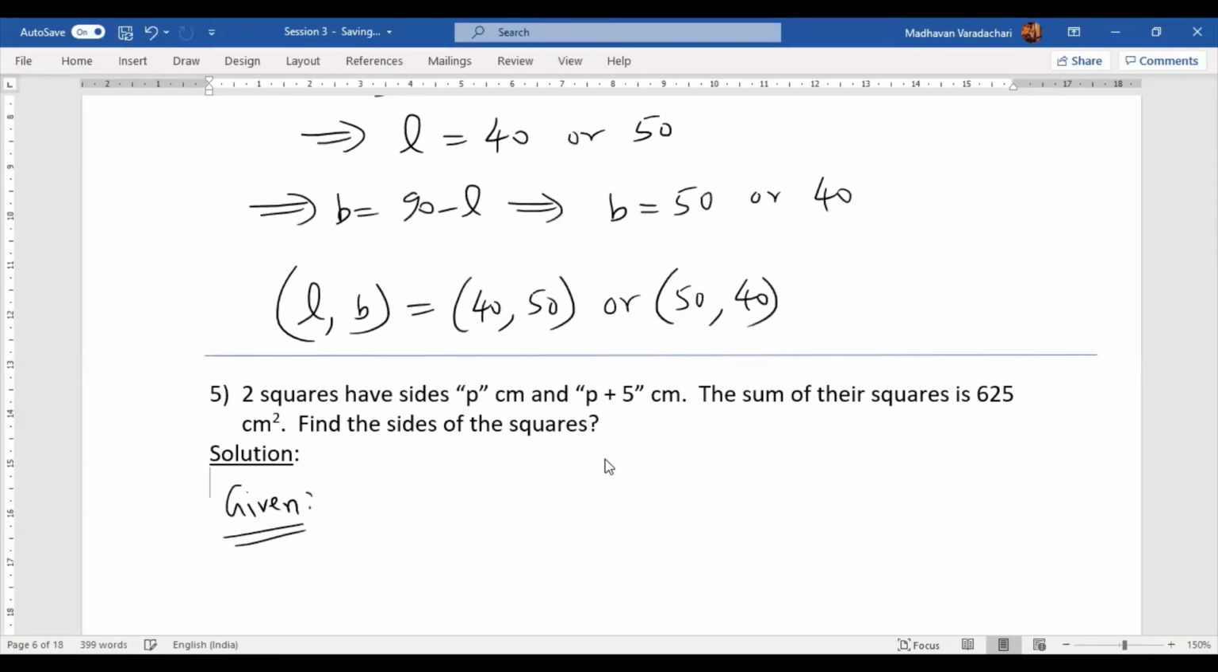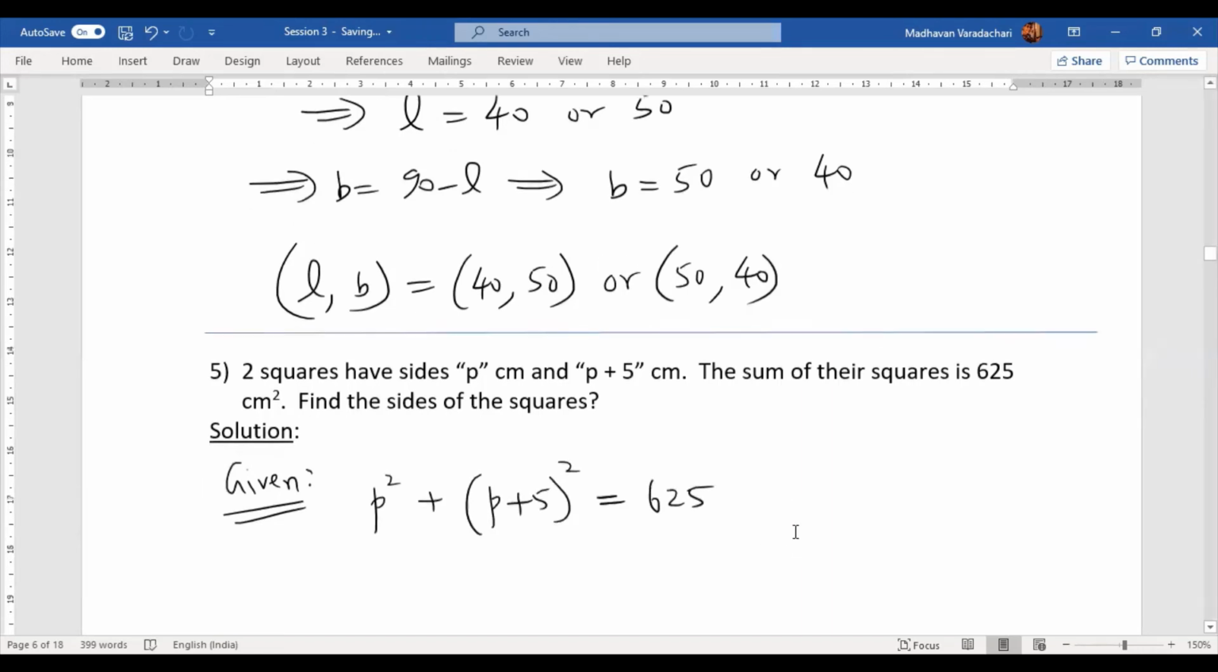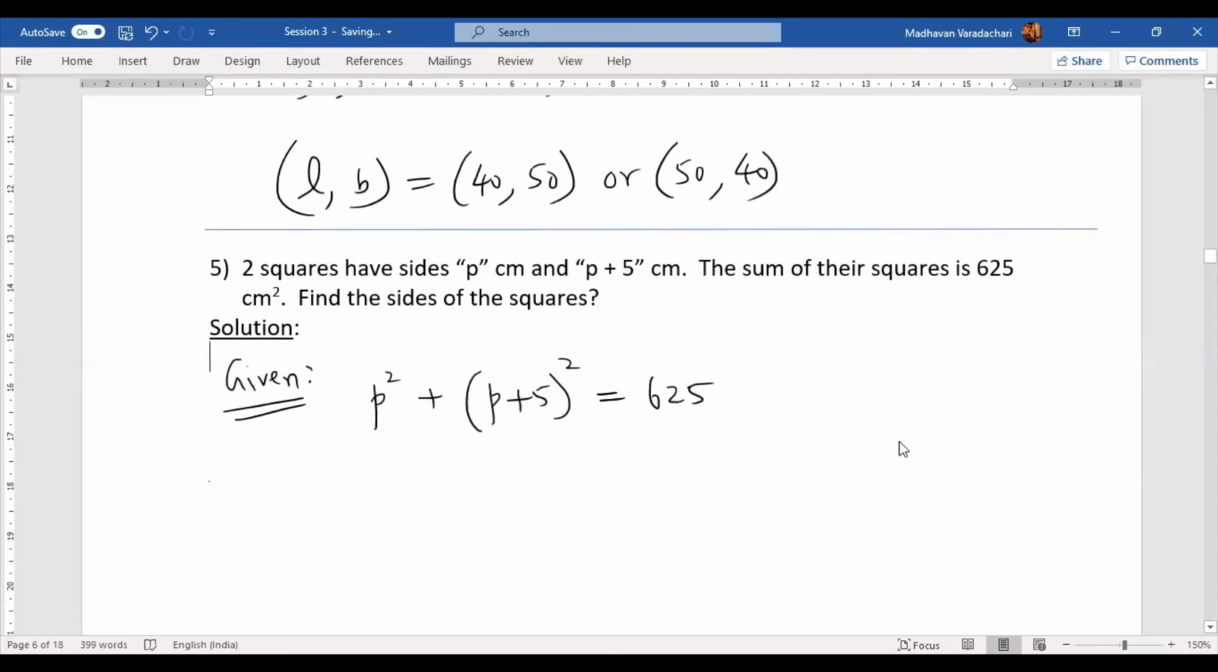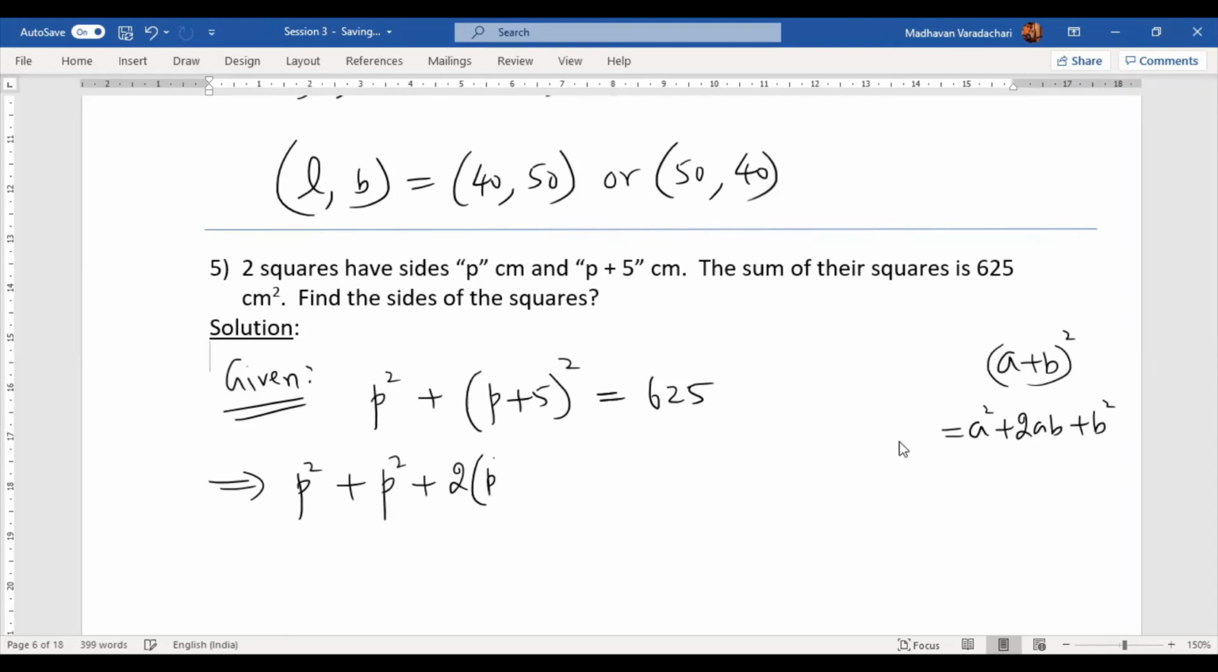Given sum of squares means p square plus p plus 5, the whole square is 625. So it is very similar to the previous problems. You need to only expand it. a plus b the whole square is a square plus 2ab plus b square. Applying that, we have p square plus 2ab plus 5 square equal to 625.